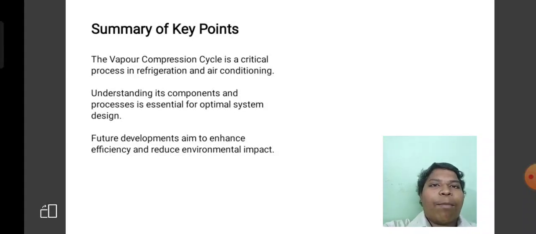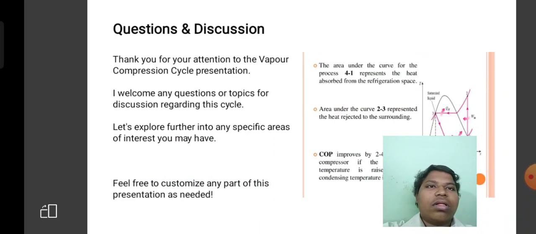Summary of key points. The vapor compression cycle is a critical process in refrigeration and air conditioning. Understanding its components and processes is essential for optimal system design. Future developments aim to enhance efficiency and reduce environmental impact.